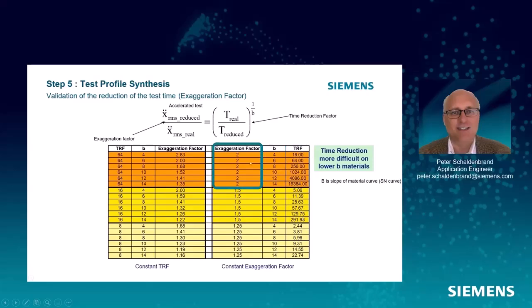2 is a very aggressive exaggeration factor. If you think of running 5G RMS on a shaker and now I'm going to run 10, if you just experience that, that's a big change. This is a fairly big change. So I generally look at this, and I can expect maybe a factor of 10.